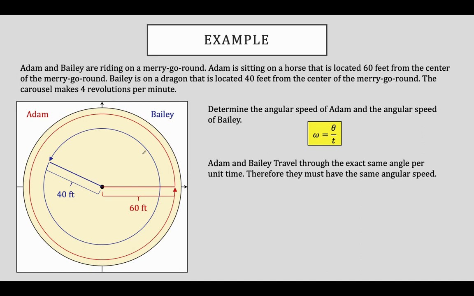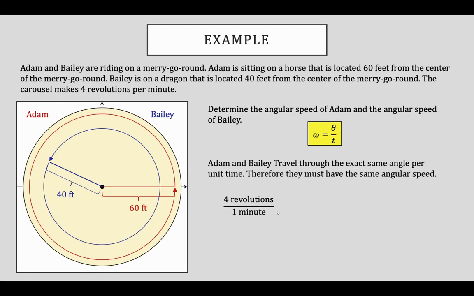They're both attached to this merry-go-round. They're not going anywhere on it, okay, except in a circular motion along with the merry-go-round. So both of them travel through the same angle. If one of them does a complete revolution, the other one also has to do a complete revolution. This merry-go-round completes 4 revolutions per minute.